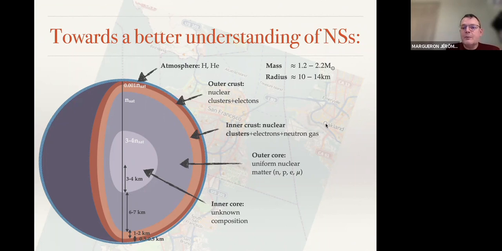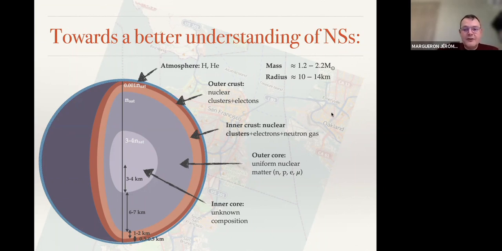ranging from 1.2 to maybe 2 or 2.2 solar masses, maybe a bit higher, but not so much. And radii, which presently are maybe between 10 and 14 kilometers. And they are made of different layers. The most external one is the atmosphere. Then comes the outer crust, which is composed of nuclear clusters and free electrons.